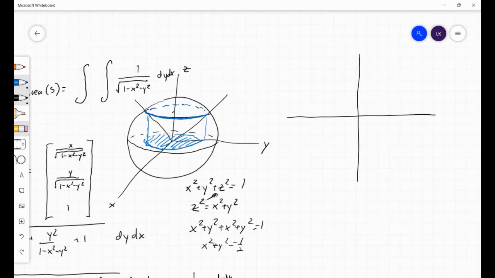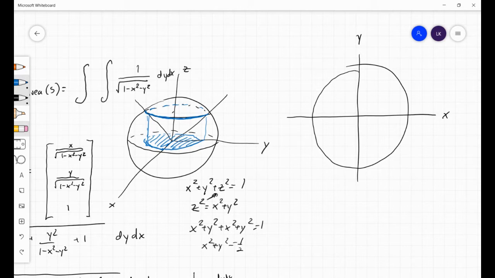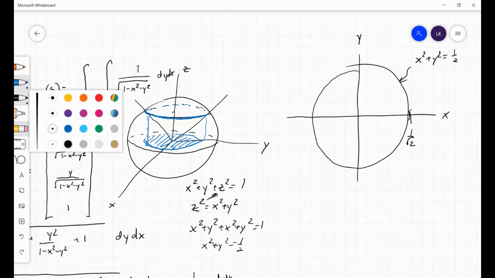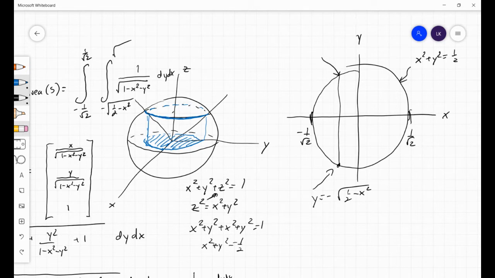So in the xy plane, we have a circle of radius 1 over square root of 2. Okay. So if I did want to parametrize this in terms of x and y, x, let's say, would go from negative 1 over square root of 2 to positive 1 over square root of 2. And then y would go from the lower semicircle, where y would be the negative of the square root of 1/2 minus x squared, to the upper semicircle, where y would be positive root 1/2 minus x squared.